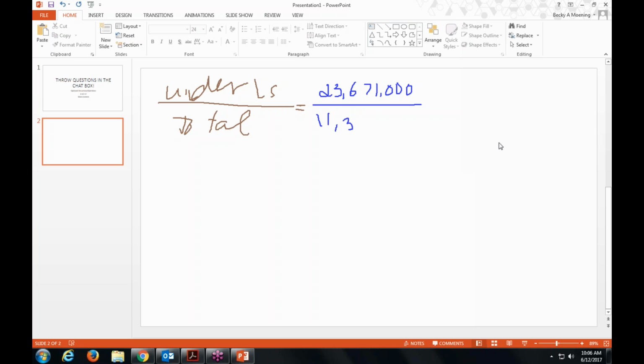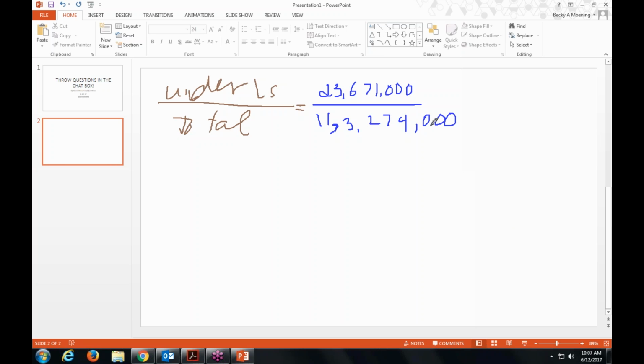Actually, I put that in the wrong spot. Okay, ignore that little comma there. 113,274,000. I don't know how to just erase one piece. There's a highlighter, there's a spotlight, there's an arrow.